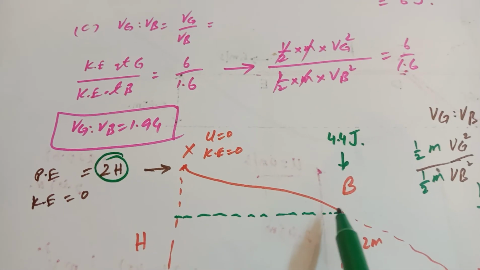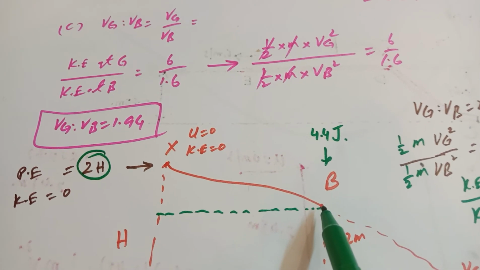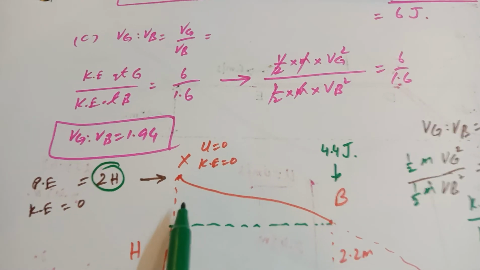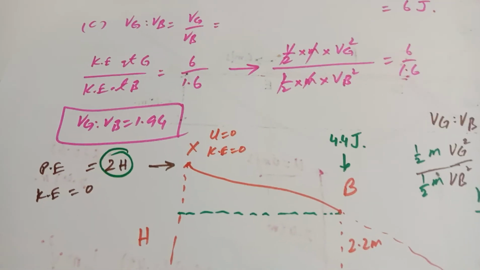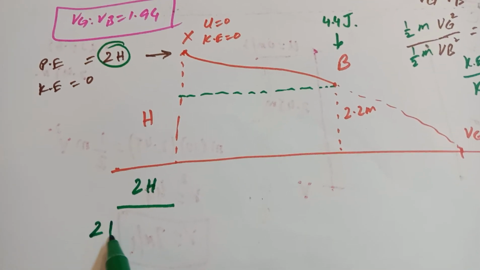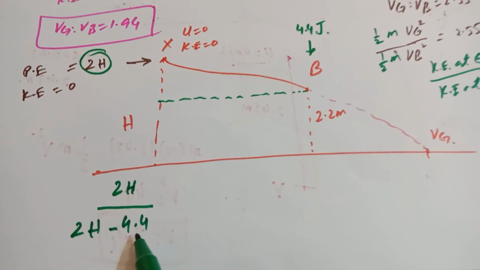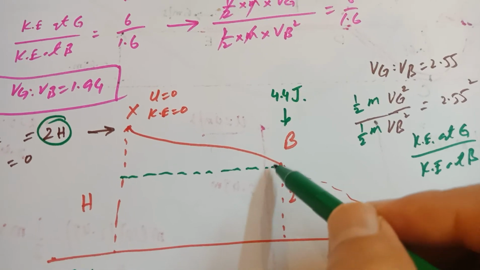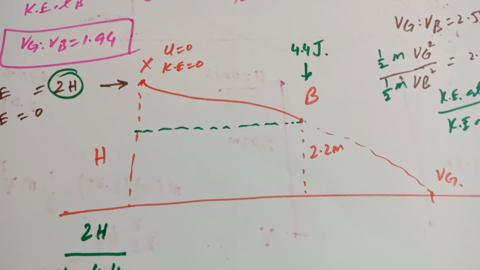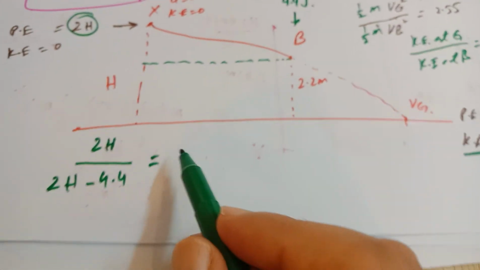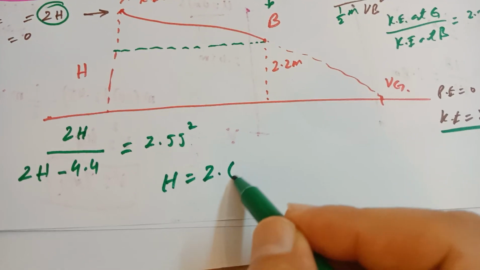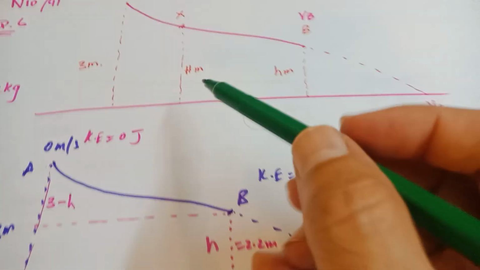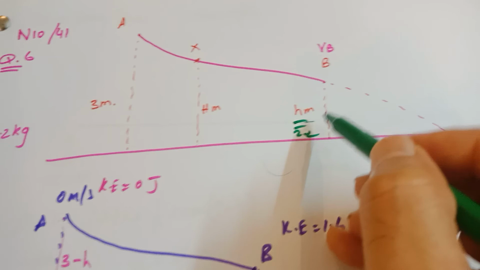So I would say that the kinetic energy over here should be the decrease in this potential energy. So this should be written as 2H minus 4.4. So you should allow me to say that the kinetic energy over here is going to be the same as the difference in the potential energies at these two levels, that is 2H minus 4.4, and I'll put that equal to 2.55 squared. If you solve this equation, you will get this H to be 2.6 meters. This H had to be between 2.2 and 3, so we can ourselves see that this answer seems to be correct to me.